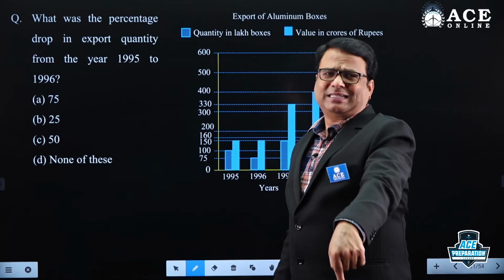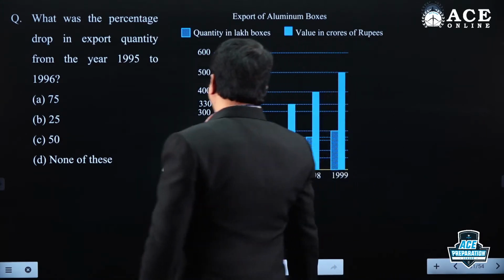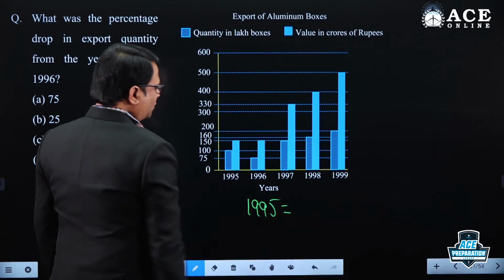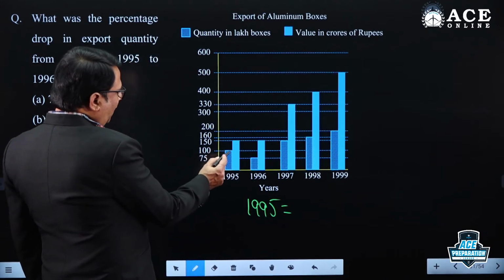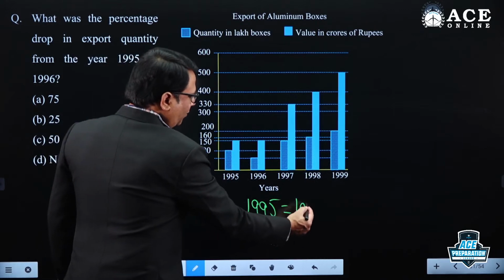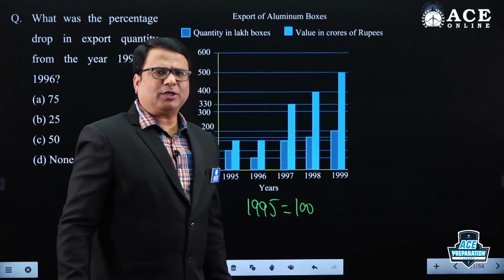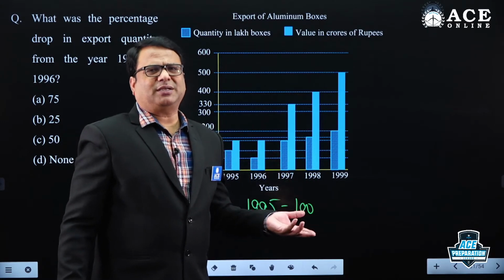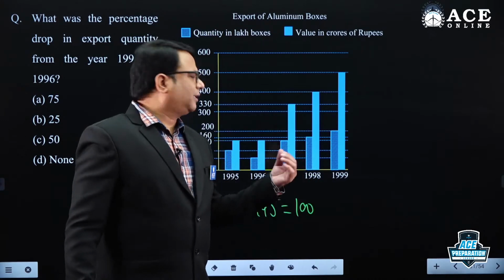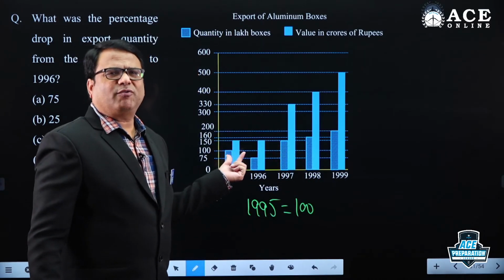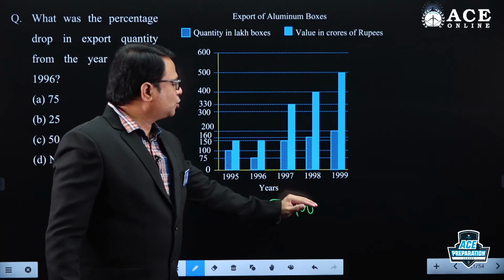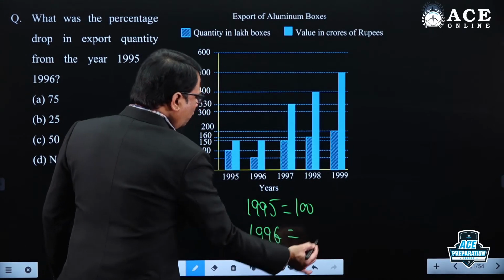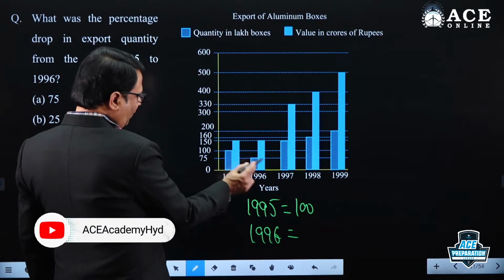How many boxes were exported in 1995? You can see 100, which means 100 lakhs. But no need to take lakhs because we are finding the answer in percentage, and whether you take lakhs or the numbers directly, it doesn't make any difference. So in 1995, exports were 100. And in 1996, exports were 75.